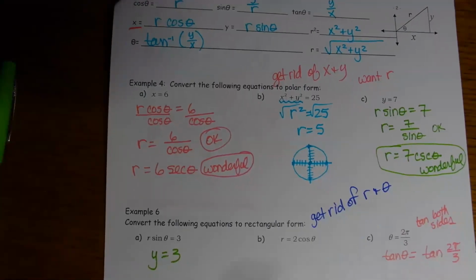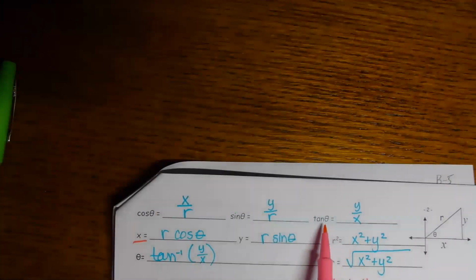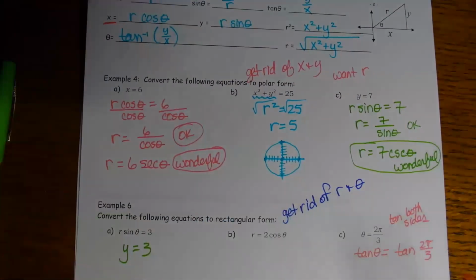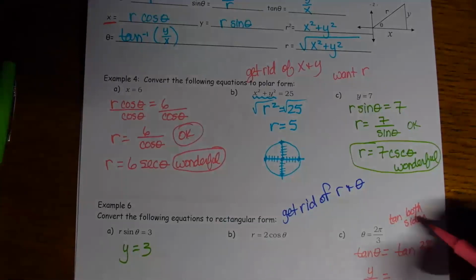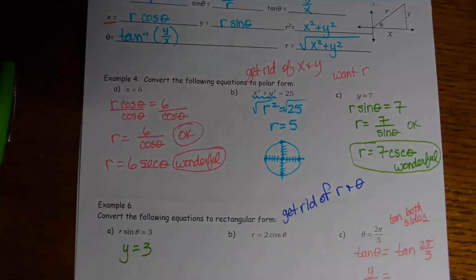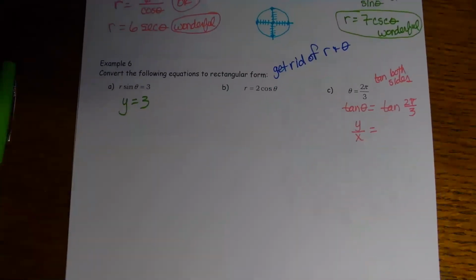Okay. Do you have a substitute for tangent? Look up here. What's tangent? Okay. Now, what is tangent of 2 pi over 3? This you have to get from your brain. You have to know that. What is tangent of 2 pi over 3?